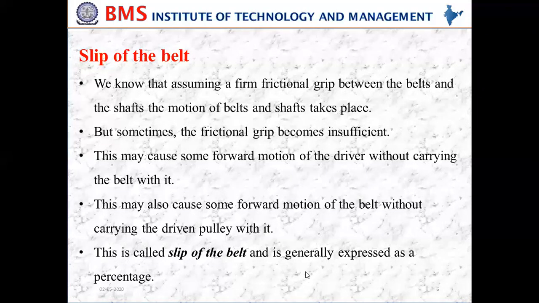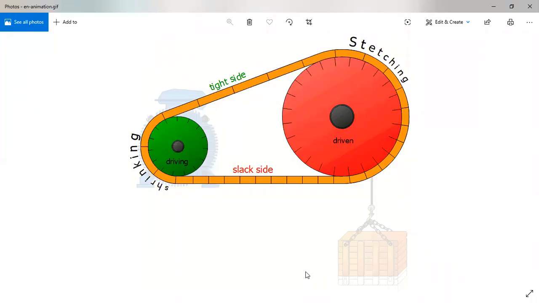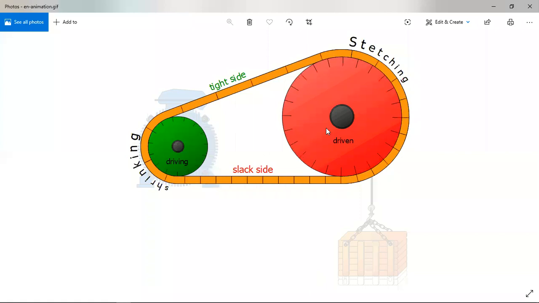So I will show with one. If you look here, this is called the driving pulley and this is called the driven pulley. The driving pulley is rotating in an anti-clockwise direction. In the previous one which we have taken, it was in a clockwise direction. Here, the side where the pulley is pulling the belt is called the tight side and this is called the slack side.